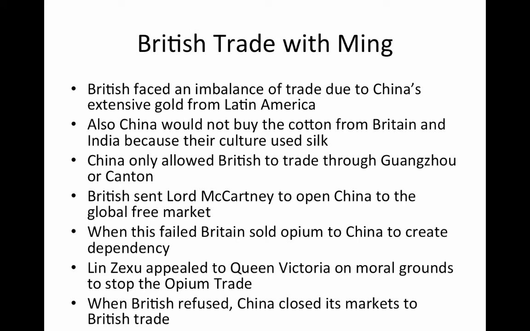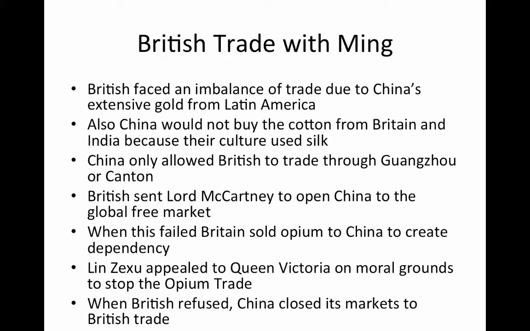British trade with the Ming and the Qing. The British faced an imbalance of trade due to China's extensive gold from Latin America. Both gold and silver flowed out of Mesoamerica and ended up in China. China then changed their currency not so much towards gold, but towards silver. The problem was China would not buy cotton from Great Britain and India because their culture used silk. Also, China would not buy tea from Great Britain either.